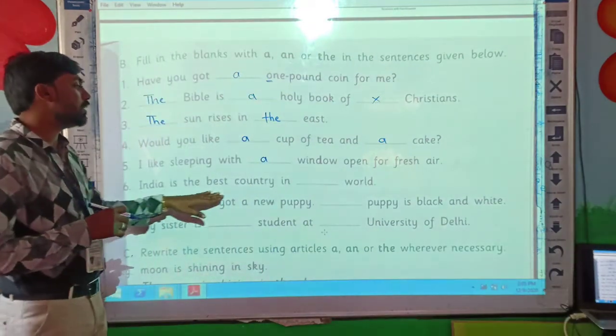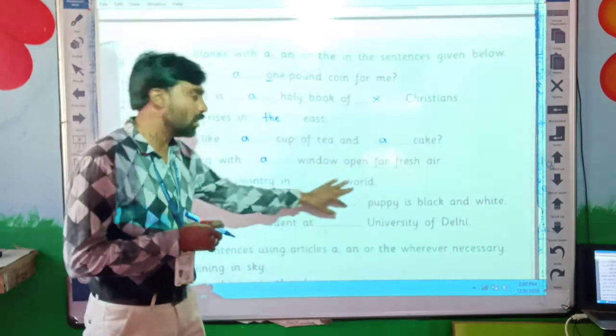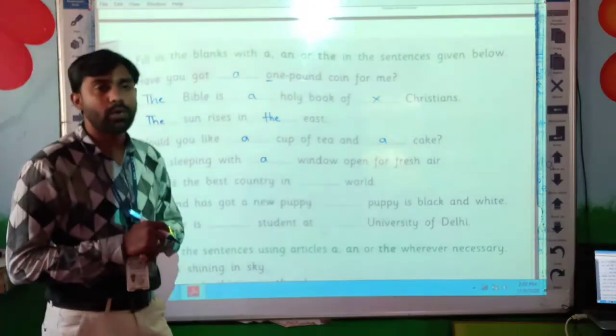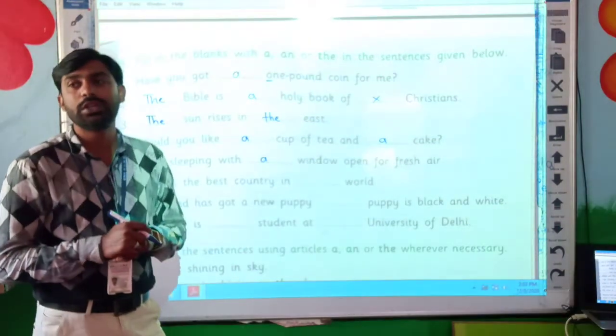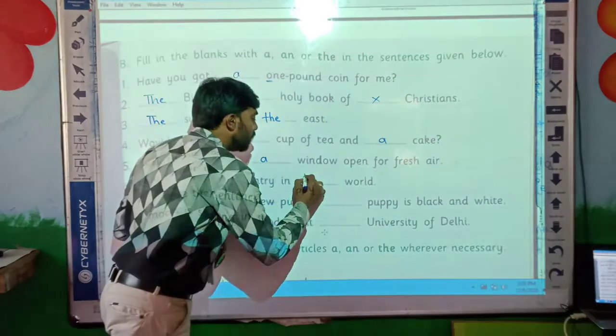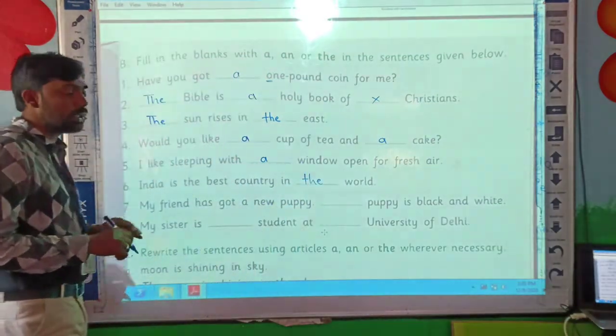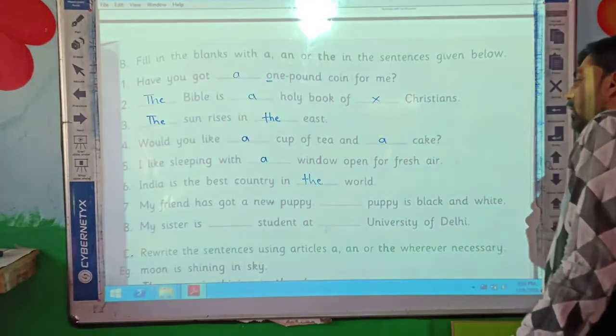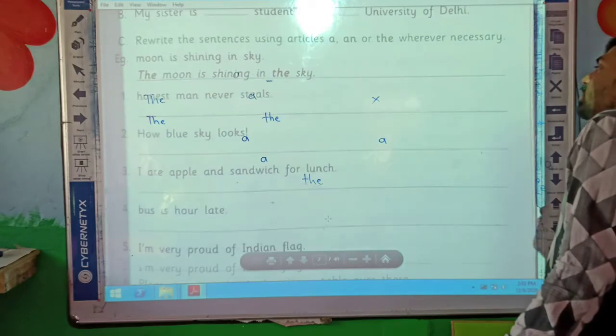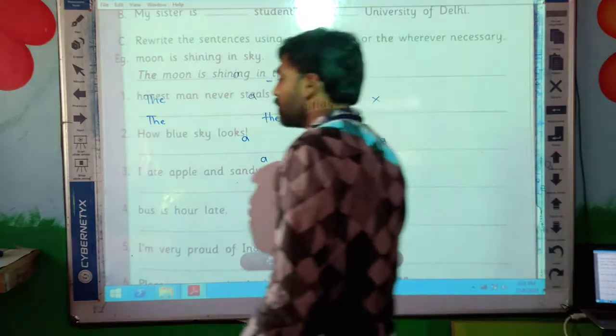India is the best country in dash world. Now while talking about the world, we should use the definite article the. The world. Students, the remaining sentences you complete on your own. Okay, 7 and 8. Now let's see question number C.